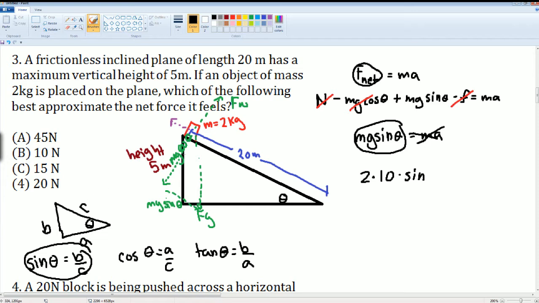So B is 5. So the sine of theta breaks down to just B, which is 5. This is B. And the C part, the hypotenuse, is 20. Okay, so now you can just plug this into a calculator. You could just enter this in the calculator if you want. 1/4. Okay, and this should get you roughly 5, and this is in newtons. Okay, this is off. It should be 5 newtons.